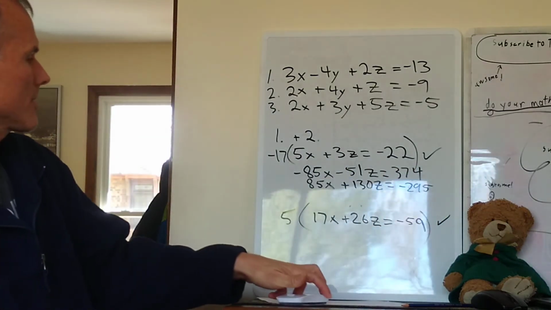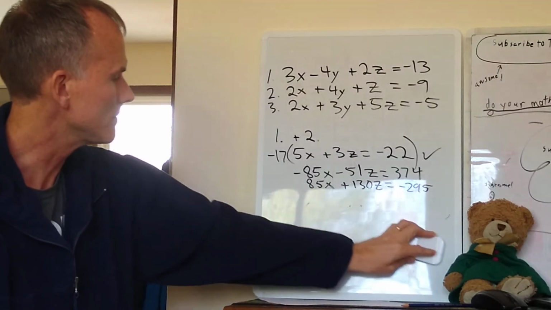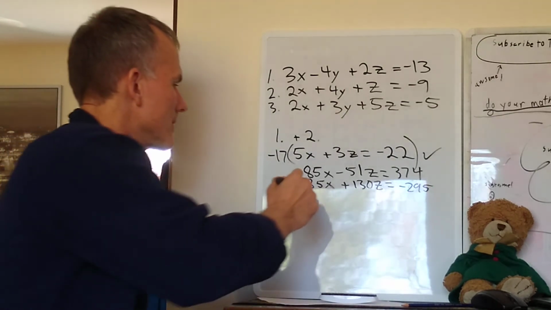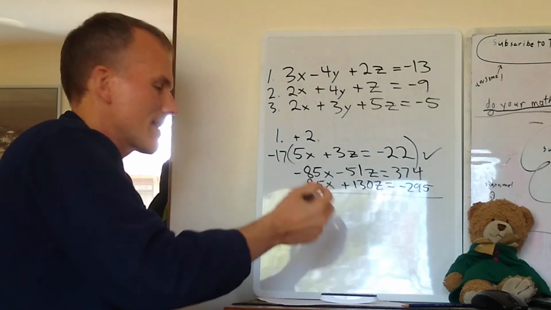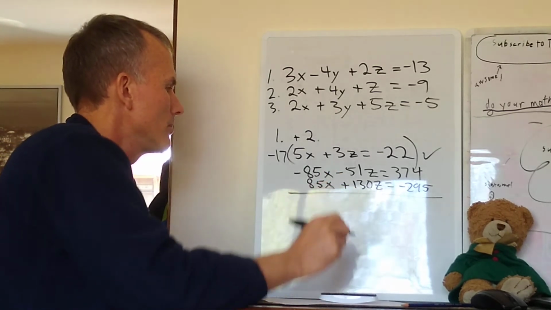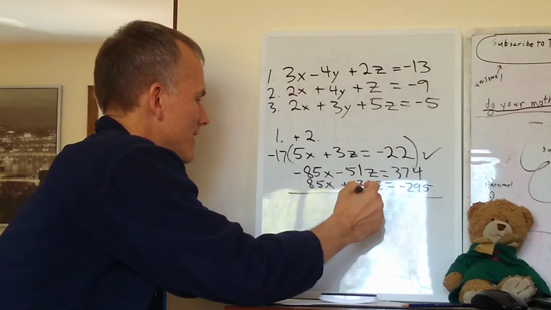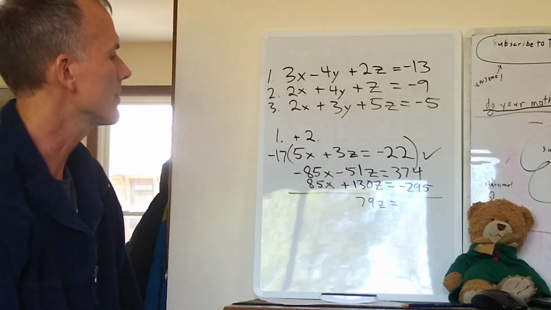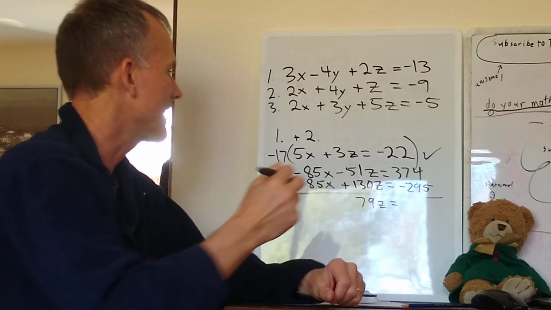Okay. So I'm going to erase this part now, and we will add these. Negative 85x plus 85x goes to 0. The x variable is eliminated. Negative 51 plus 130z, I think that's 79z. And then 374 plus negative 295, I think makes 79.